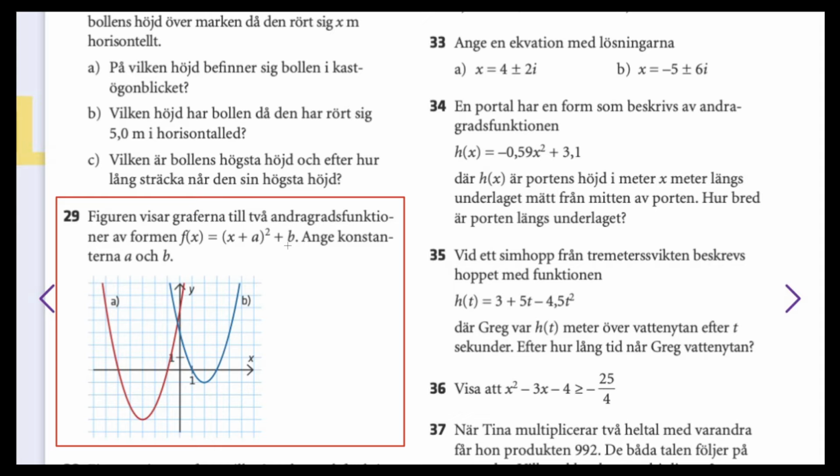Okay, one way of solving this problem is what? Can you tell me? You see, how many unknowns do I have? Two. One of them is a, one of them is b. So I should be able to extract two pieces of information from this graph.